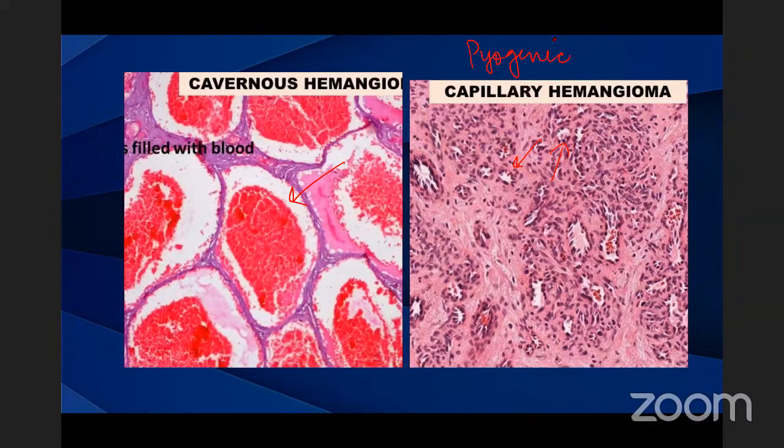So please remember, pyogenic granuloma is a lobular capillary hemangioma. So lobular capillary hemangioma is your pyogenic granuloma. That is very classical and you should remember that. So pyogenic granuloma is a gum tumor, which occurs in the gum, and it is a lobular capillary hemangioma. That is what you have to remember.